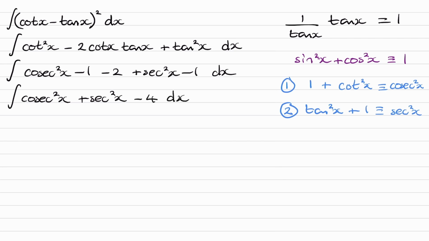So cosec squared x integrates to make minus cot x, sec squared x integrates to make tan x, minus 4 goes to minus 4x, plus c, there's the final answer.